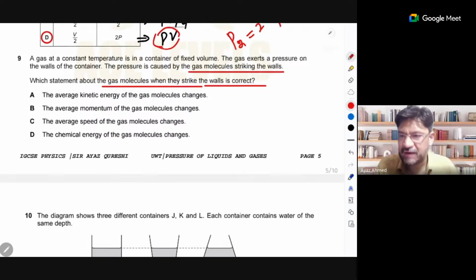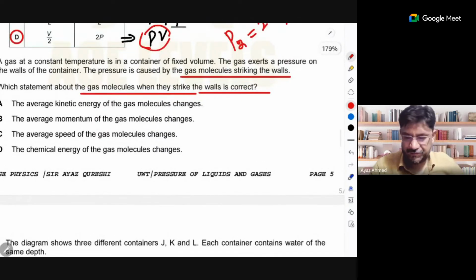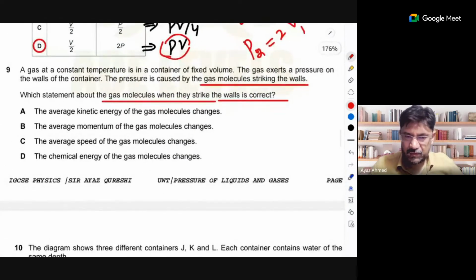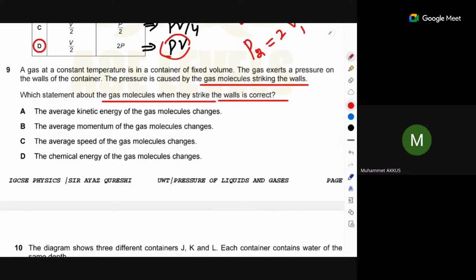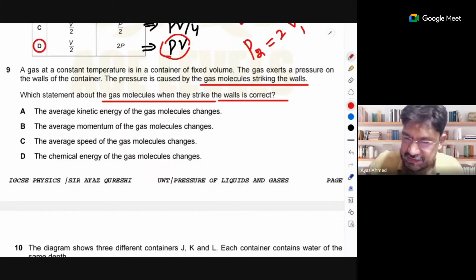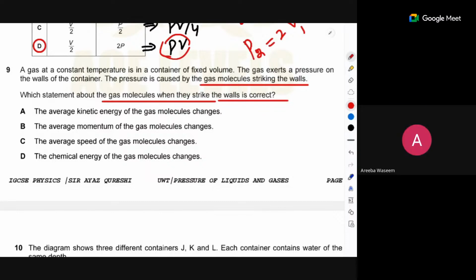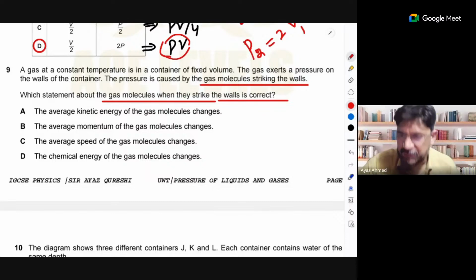Yes, Mehmet, what did you write about this? Sir, my answer is B. The average momentum of the gas molecule changes. Yes, Ariba, the same for you or not? Yes, sir. It's the same. Yes, so Tohid, what was your answer?